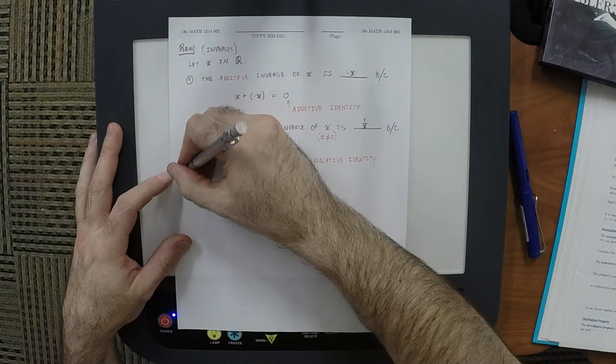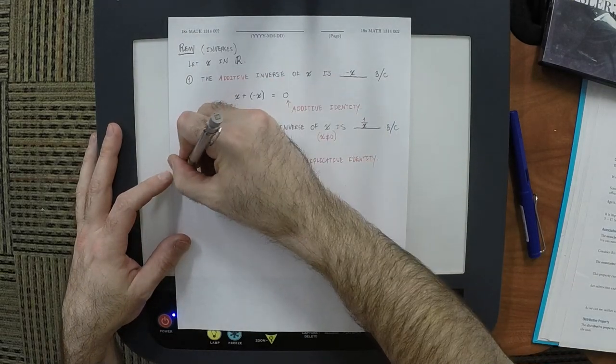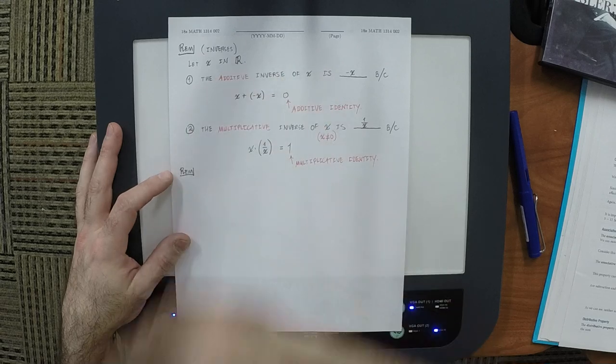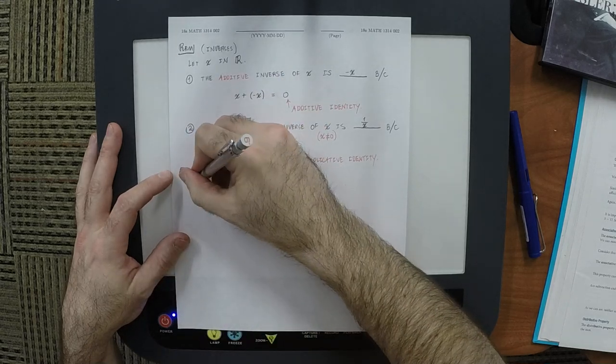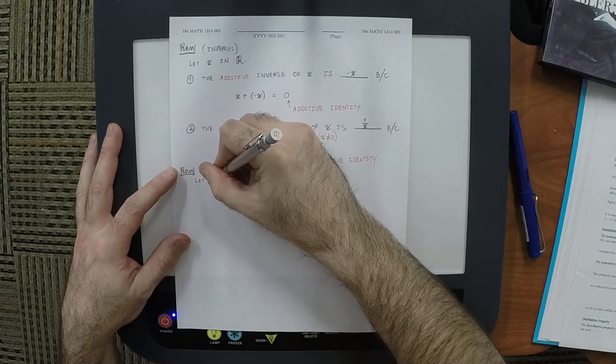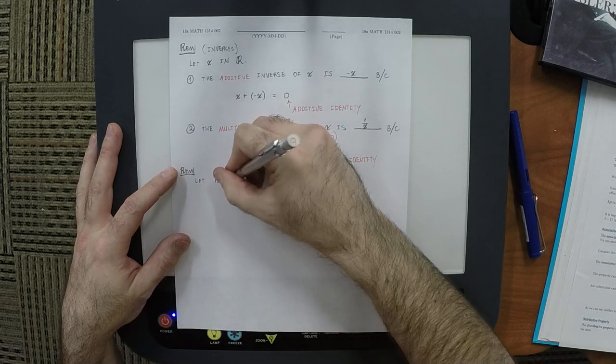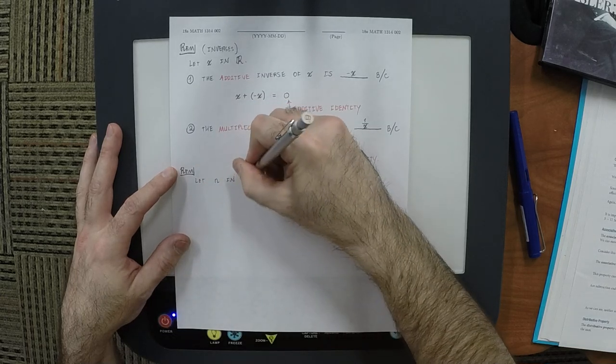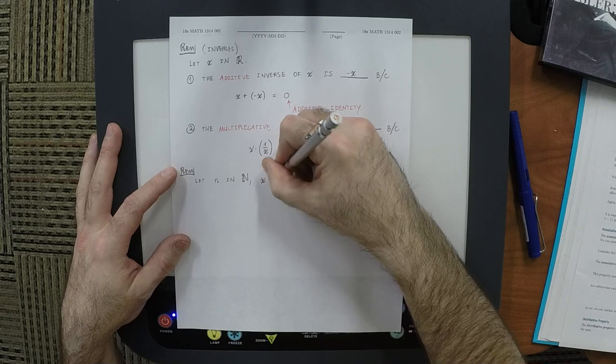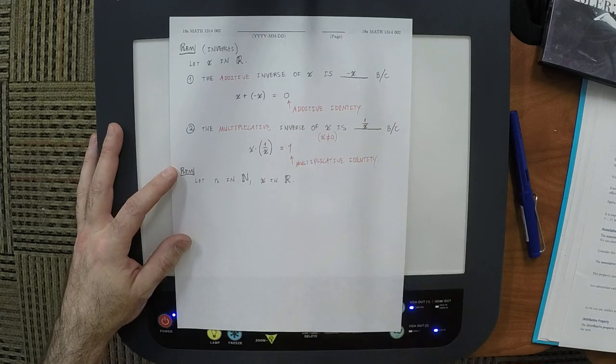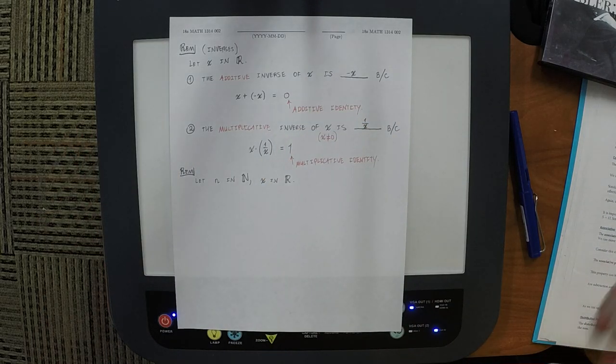Okay, so for example, I could say let n be in the naturals and x in the reals. So can someone give us an example natural?